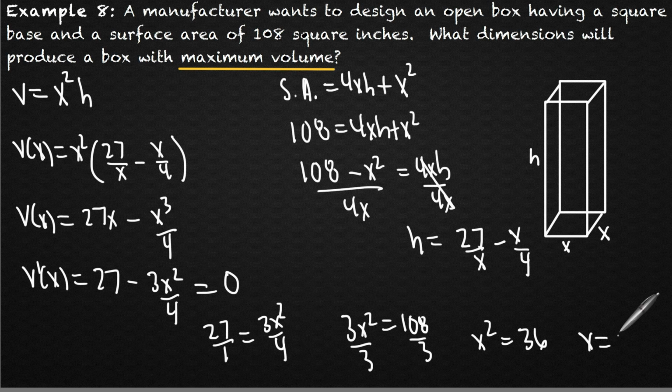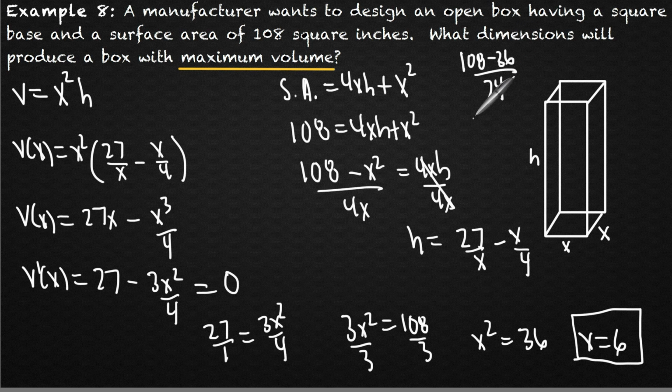x is equal to technically plus or minus 6, but you can't have a negative thickness of a box, so x equals 6. All right, so if x equals 6, that means this is 6, and then we can find our height by plugging in 6 here. Well, I'll tell you what, let's just plug it in here. So 108 minus 6 squared, that's going to be 108 minus 36 over 4 times 6, which is 24. So 108 minus 36 is 72, divided by 24 is 3.